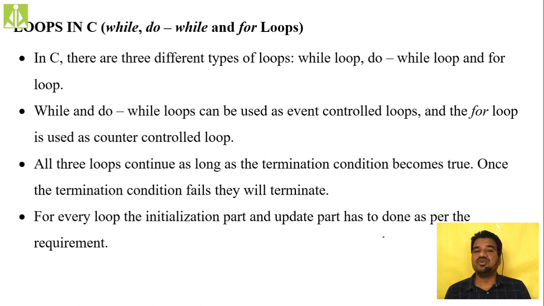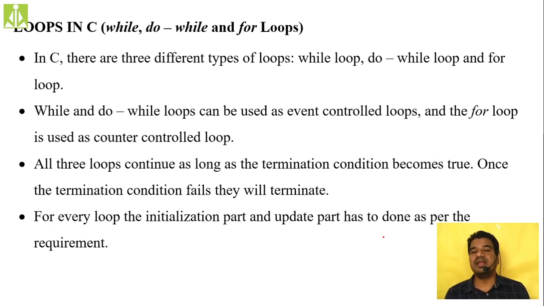Then your for loops are counter controlled loops. As the event control concept is not there in C language, we make this while loop and do while loop also as counter controlled loops only, and we use them like counter controlled loops only. The event controlled mechanism is there in C language, but in our discussion it is not there.